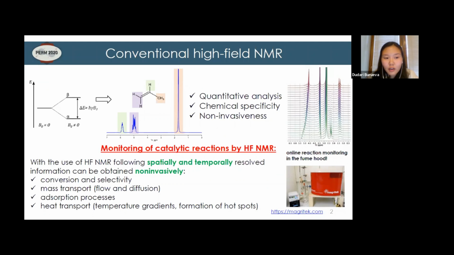I think none of those present needs to be convinced that NMR spectroscopy is a super powerful analytical method for investigation of various materials, structure, and so on. NMR's strong suit is its extraordinary chemical specificity, and because of this, nowadays NMR is widely used for online reaction monitoring. NMR provides chemical information about the sample in a qualitative and non-invasive manner. For example, recently Magritek introduced a commercially available NMR benchtop for reaction monitoring in the fume hood. Next slide, please.